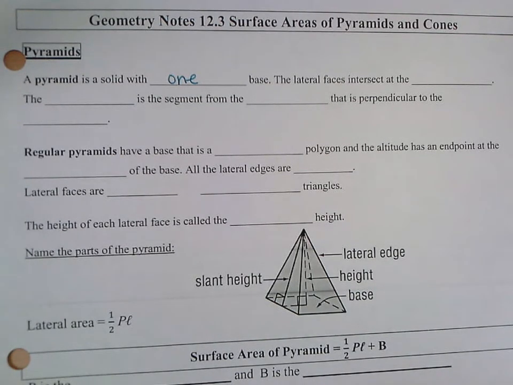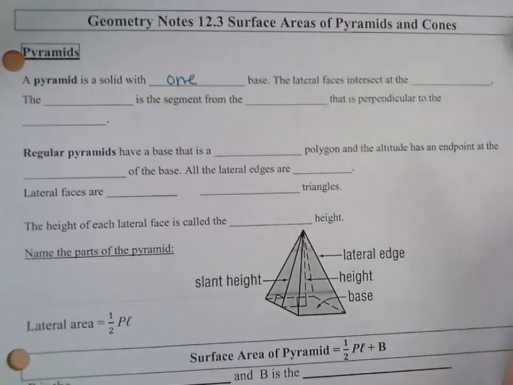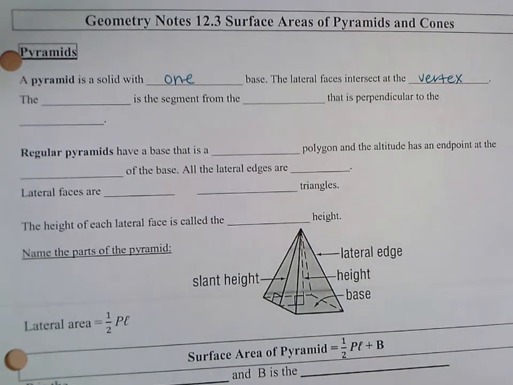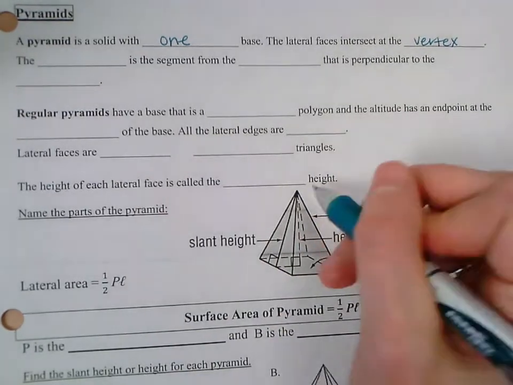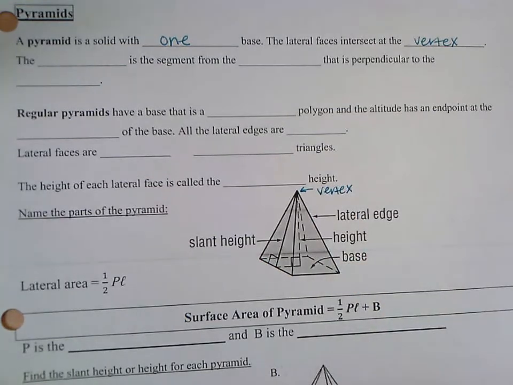You can already start to think about how the surface area formula is going to be different. You're not multiplying the area of a base by 2 because there's only going to be 1 base. The lateral faces of a pyramid intersect at the vertex. So if you look at that picture below, you see the base. This very top point is what's called the vertex. That's what we're referring to.